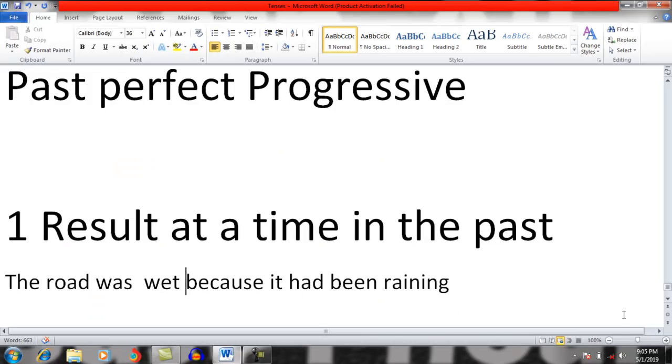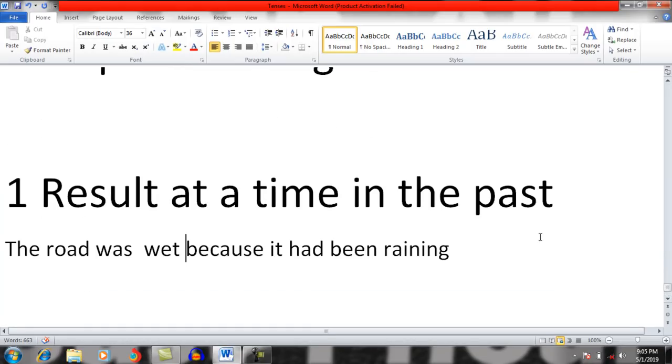Past perfect progressive we use in a situation whenever we are talking about those actions which continue or remain continued for a specific time or for a long time or period in the past. So the result at a time in the past, like this: the road was wet because it had been raining. So here we got the result at a time in the past. In past perfect progressive we have a helping verb, and that is had been.